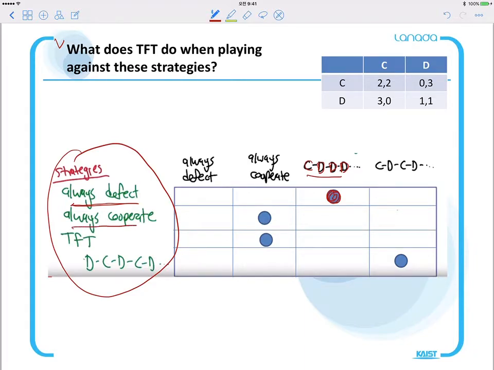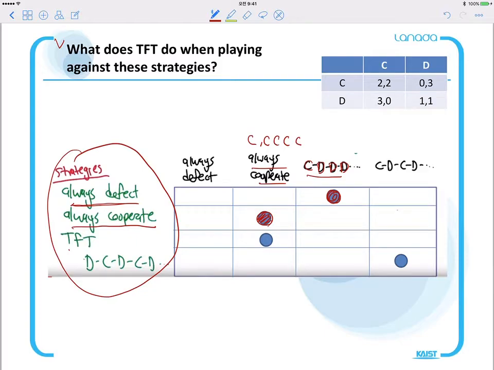My opponent's strategy is always cooperate, like C C C C C. Then I'm going to choose C, and then I'm going to copy my opponent's strategy. So always cooperate, C C C C C. That's what we have, right?